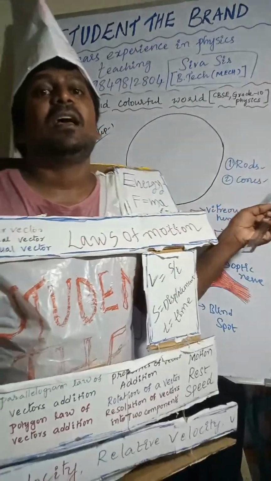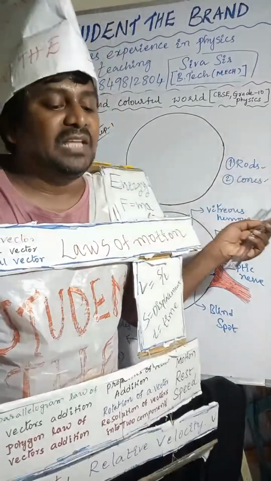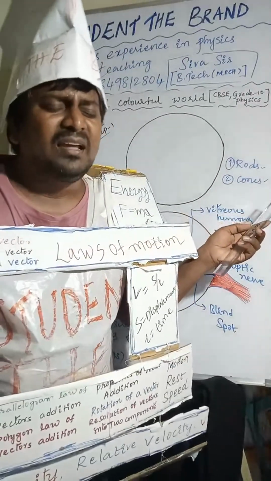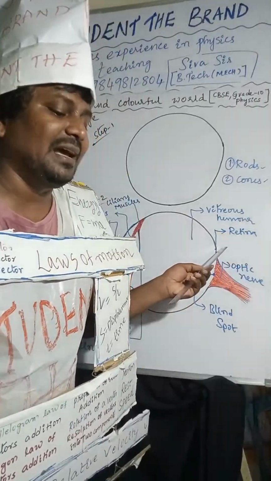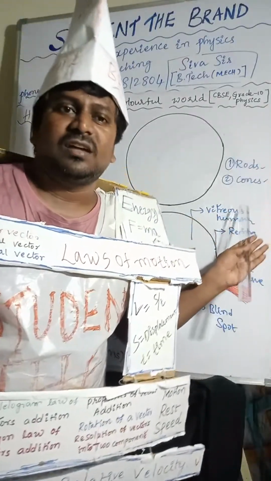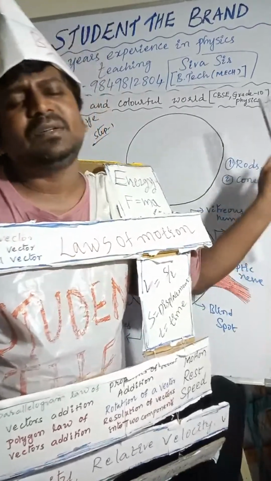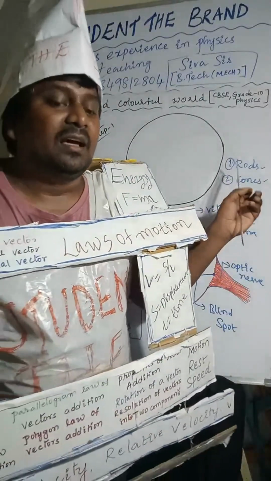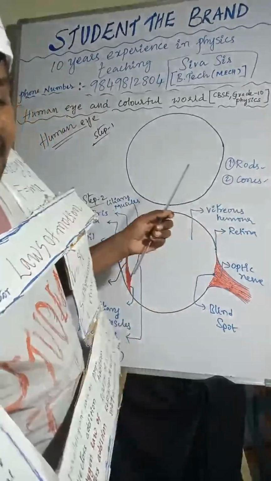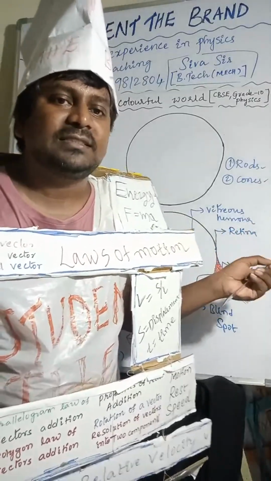So rods sense the intensity of the light. Cones sense the color of the light. And here at the retina, there are two light sensitive cells. Those are rods and cones. Light sensitive cells are rods and cones. Rods sense the intensity of the light, and cones sense the color of the light.